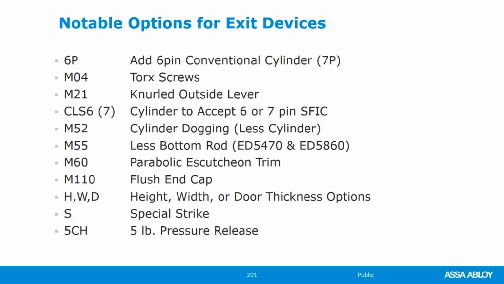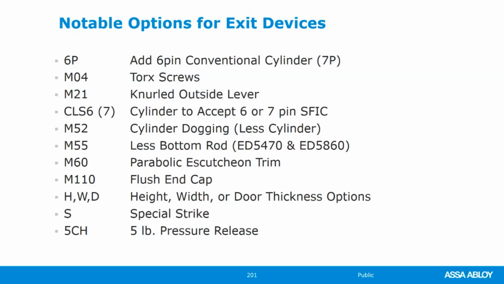M52 is our option for cylindrical dogging. M55 is our less bottom rod option for our ED 5470 or 5460. The M60 takes our standard escutcheon trim and turns it into the parabolic designer escutcheon trim. The M110 is a flush end cap instead of our standard overlapping end cap. We see that in specifications sometimes.